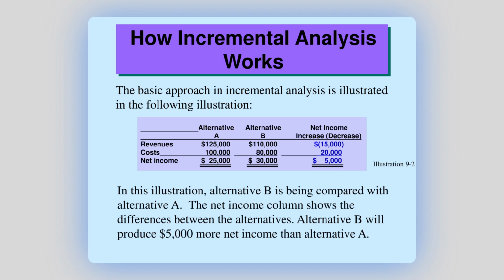Ito class, common sense. Ano pipiliin mo? Of course, alternative B. Why? Because alternative B has more net income, 5,000 more than alternative A. So the net income column shows that, of the difference between the alternatives, alternative B will produce 5,000 more net income than alternative A. Okay. Very important here also.